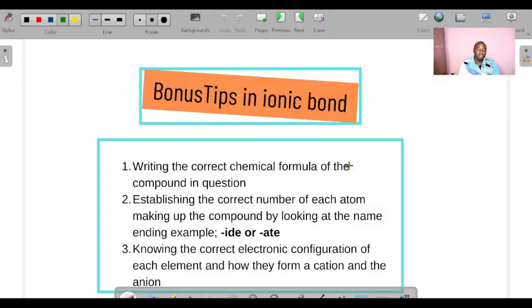There are some bonus tips that students should master when it comes to writing ionic bonds. Number one, a student should be able to write the correct chemical formula of the compound in question. Number two, to establish the number of each atom that makes up the compound, know the correct electronic configuration of each element. And most importantly, know how each of these elements is able to form an ion, whether it's a cation or an anion.